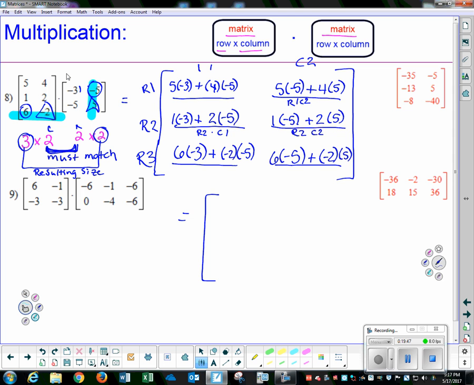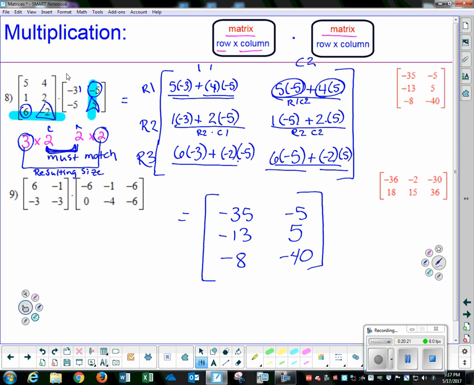So now we just do the math. I have -15 and a -20 makes -35. I have a -25 with a +20 gives me -5. -3, -10 make -13. -5, +10 looks like +5. -18, +10, how about a -8? -30 with a -10 adds up to make -40. There is our product of the two matrices.